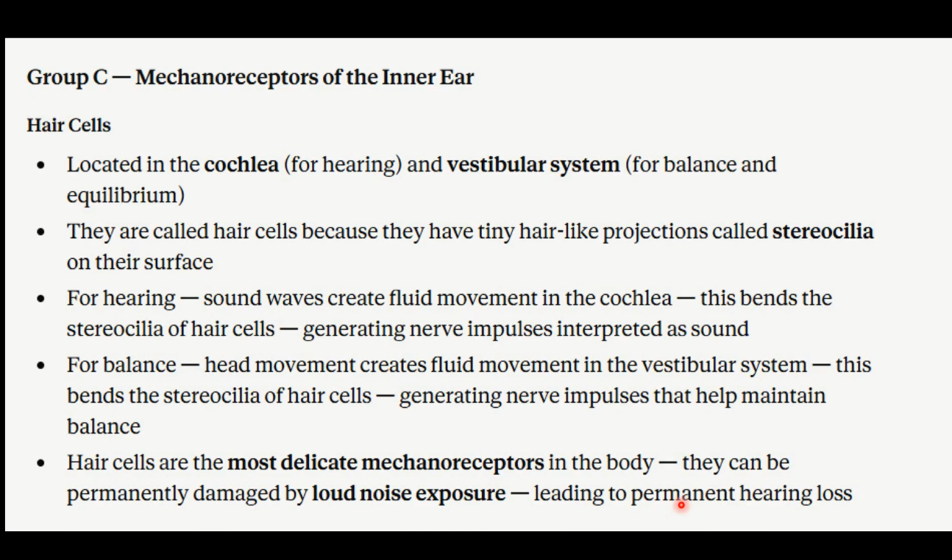They are called hair cells because they have tiny hair-like projections called stereocilia on their surface. For hearing, sound waves create fluid movement in the cochlea. This bends the stereocilia of hair cells, generating a nerve impulse interpreted as sound. For balance, head movement creates fluid movement in the vestibular system. This bends the stereocilia of hair cells, generating a nerve impulse that helps maintain balance.